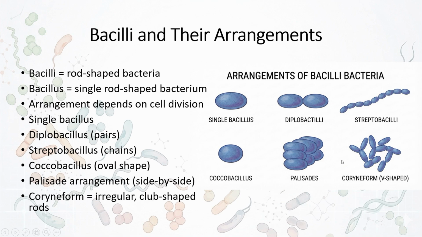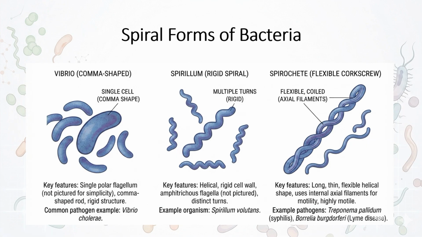You can see here. Okay, now let's go to the next one, which is spiral forms of bacteria. Spiral form of bacteria. Okay, see, you can see there are 3 main types.